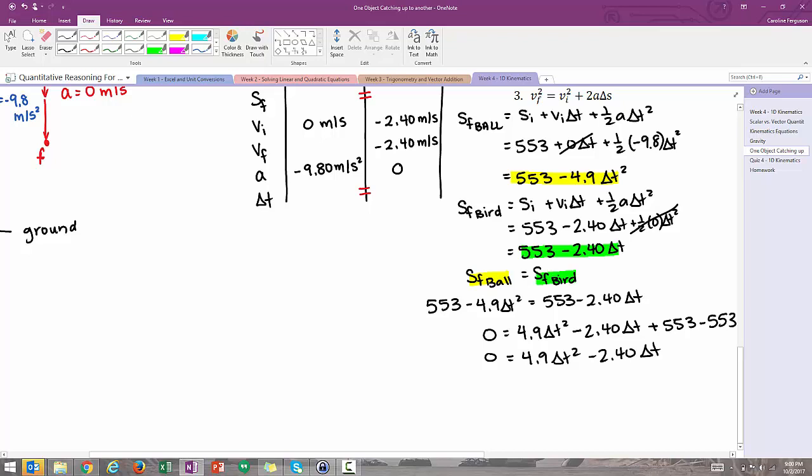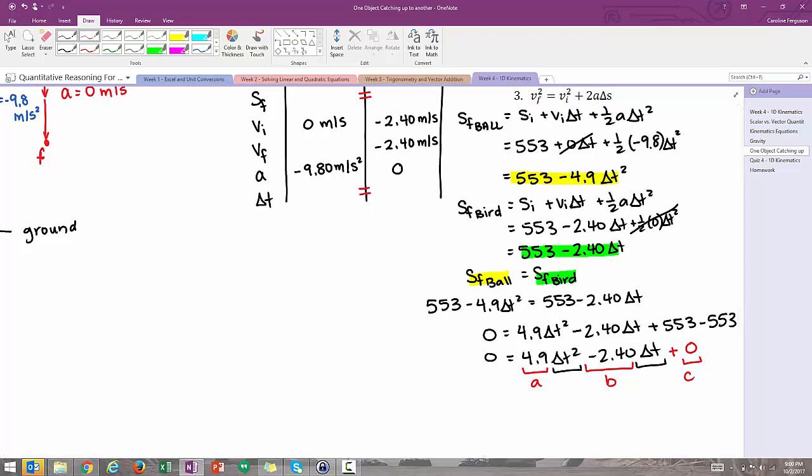All right, so this is a quadratic. We need to use the quadratic formula to solve this because we have a delta T squared term as well as a delta T term. So let's identify what our A, B, and C are. So this would be my A in the quadratic formula. This would be my B. And then there's nothing here, so that would be a 0. That would be my C.